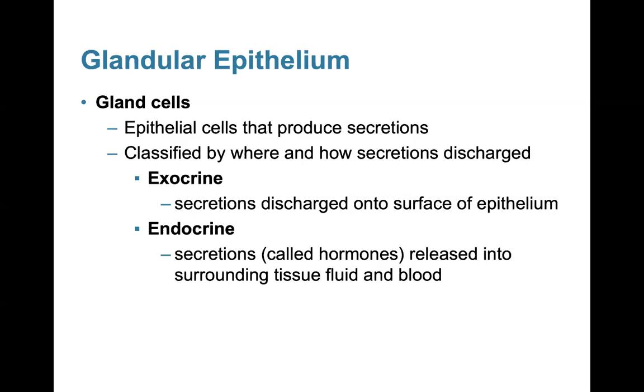One of the big differences is that exocrine secretions are local secretions. They affect the immediate area of the gland. Endocrine secretions, however, because they're secreted into the bloodstream, are what we refer to as systemic secretions, and they will end up ultimately traveling throughout the entire body.